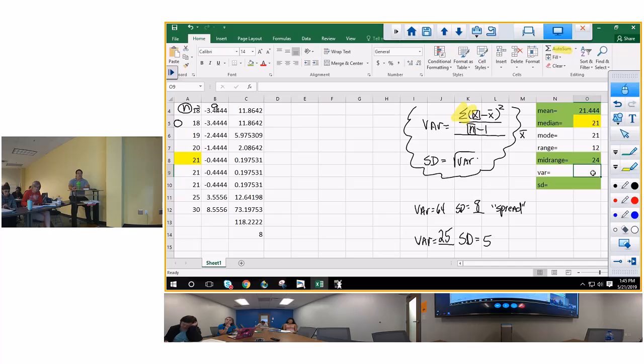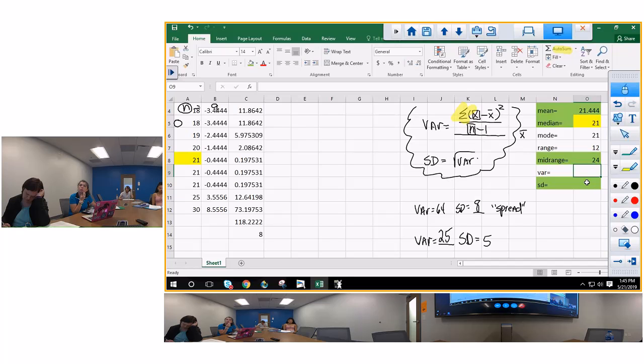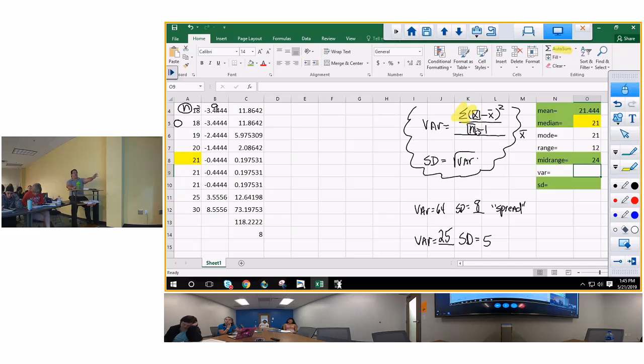So here we go. Where did you get the 8 from? What does the formula say? And I'm not being smart. Don't take that the wrong way. Read the formula. What does the formula say for your denominator? N minus 1. What is N? 9. What's 9 minus 1? 8.